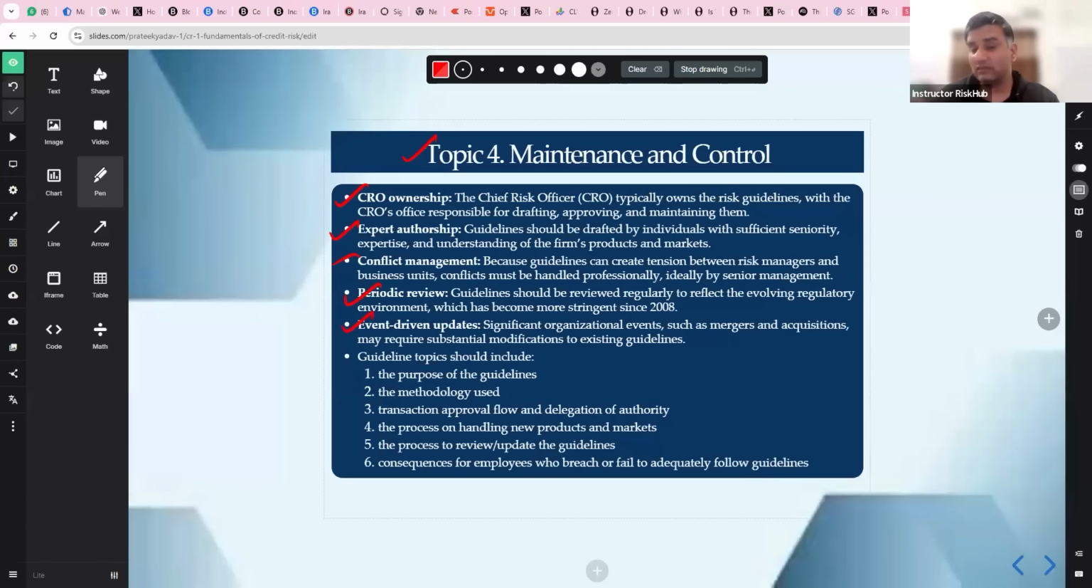Then we look at your event-driven updates, where mergers lead to portfolio changes and acquisitions lead to exposure concentration shifts, so policy must adapt. This connects to your credit portfolio management, your economic capital allocation. Then we look at your guidelines. Guidelines must include your purpose, your methodology, your approval flow, your new product handling, your review process, your breach consequences. This again is like a governance life cycle, right?